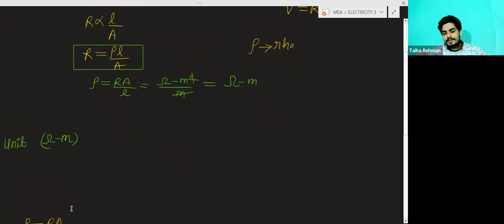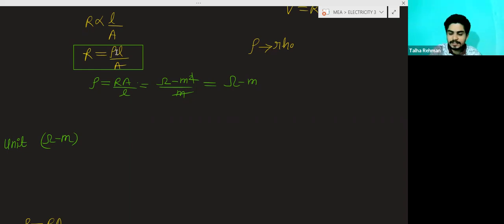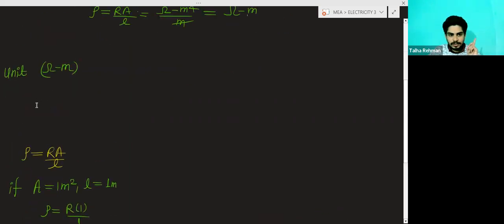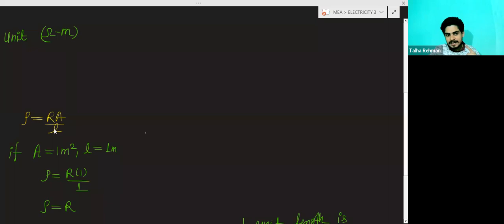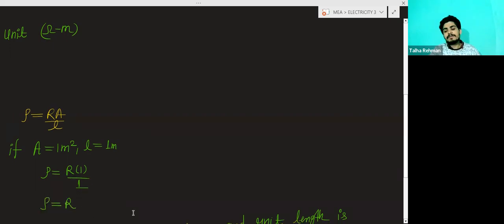Now, if I want to define resistivity, what I will do is write this formula. I will take length as 1 meter. I will take area as 1 meter square. And then I will get a resistance equal to resistivity. Basically, resistivity is the resistance of a unit length wire having unit area of cross section. You will write R is equal to rho L by A. If you take area as 1 meter square and length of the wire as 1 meter, you put area and length in this formula, you get R into 1 into 1. Resistivity of the wire will become resistance.